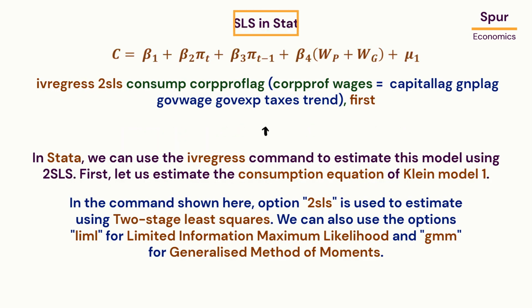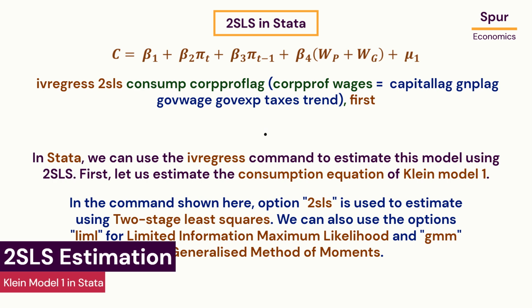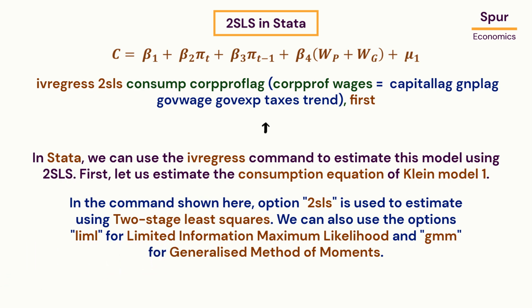In Stata, we can use the ivregress command to estimate this model using 2SLS. First, let us estimate the consumption equation of Klein Model 1. In the command shown here, the option 2sls is used to estimate using two-stage least squares. We can also use the options liml for limited information maximum likelihood and gmm for generalized method of moments.